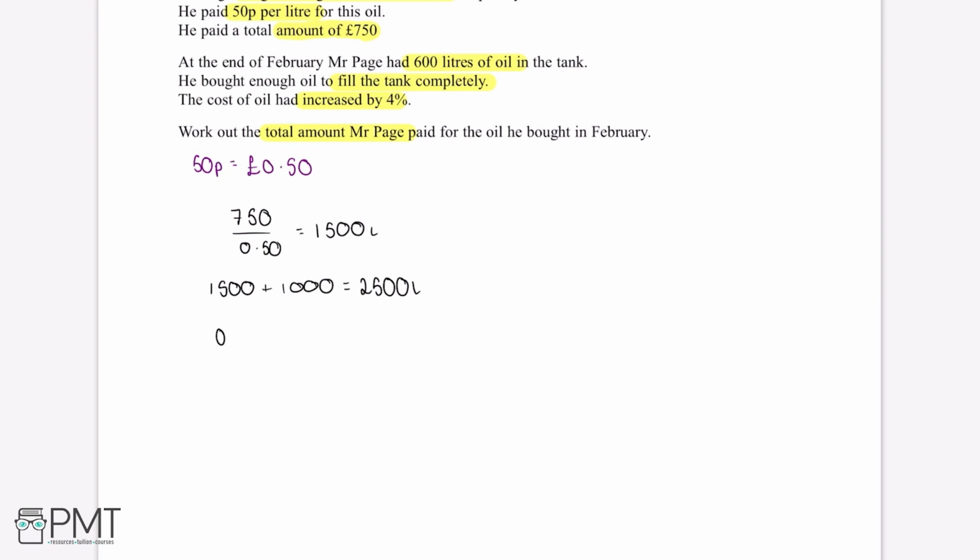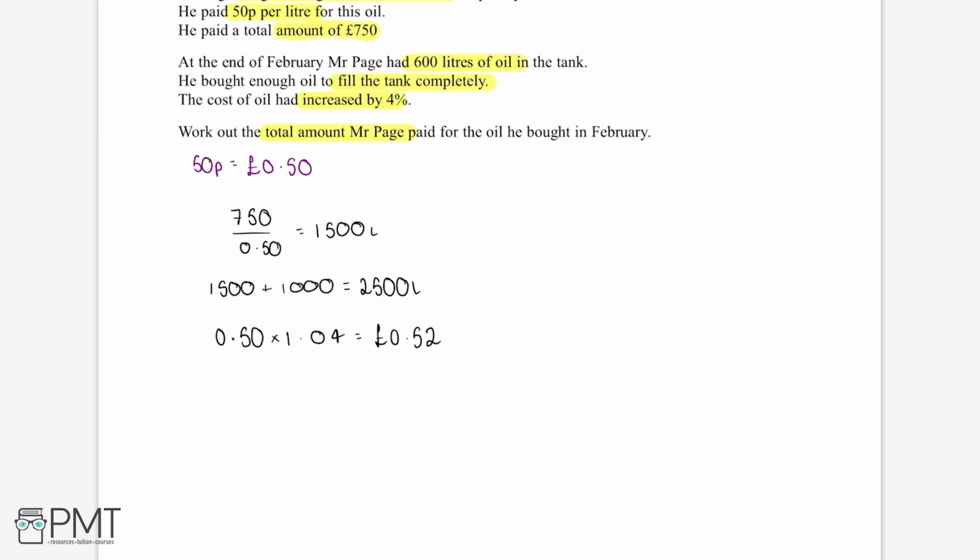So £0.5 or 50p. In order to work out what this would be after it had been increased by 4%, we're going to want to multiply this value by 1.04. And this gives us an answer of 52 pence, or £0.52. So now the next thing we can work out is how many litres of oil he would have needed to put into his tank to fill the tank completely.